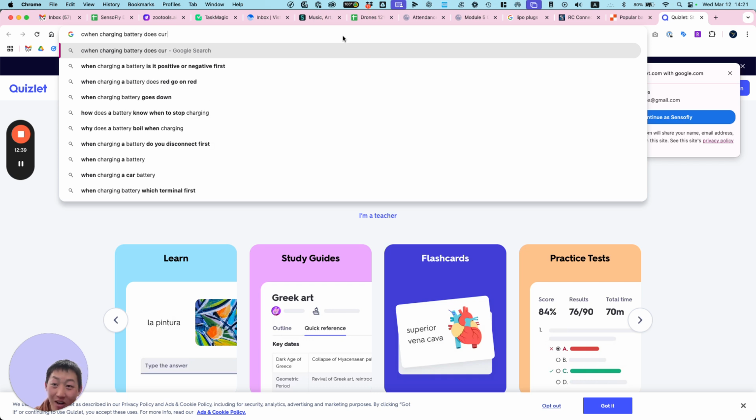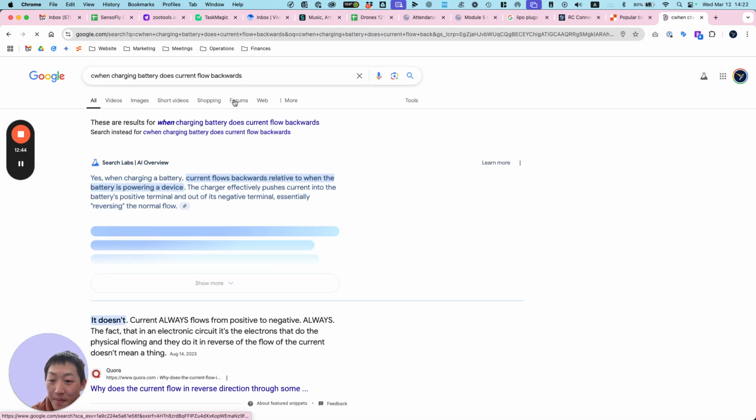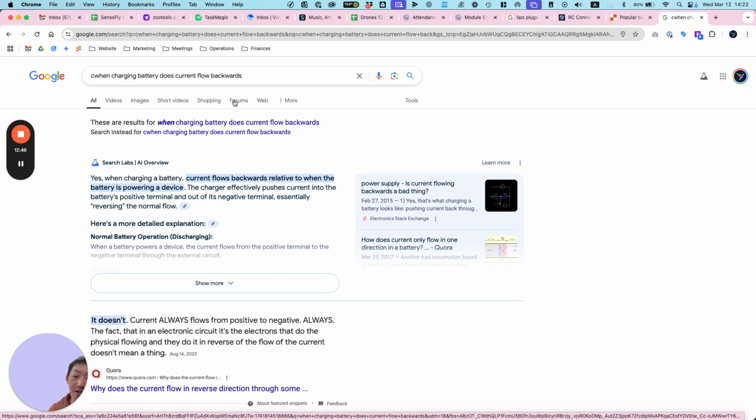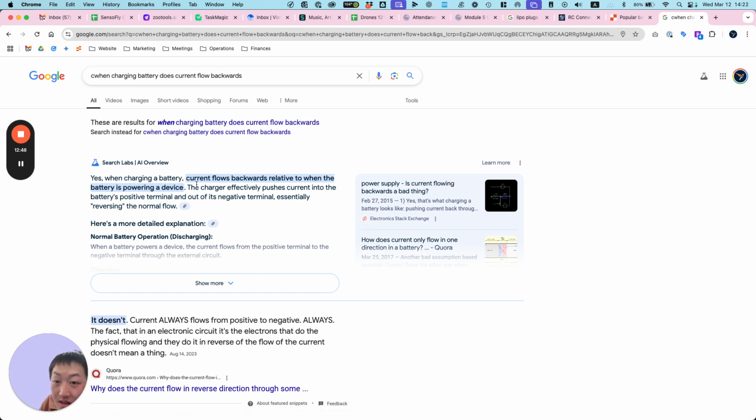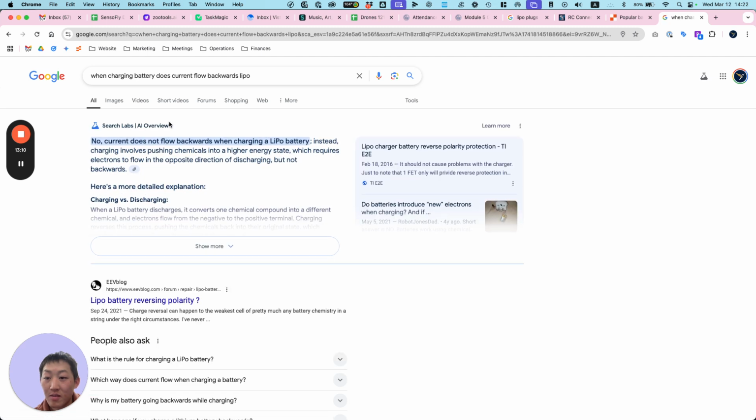Battery, does current flow backwards? Let me see here. Okay, so it looks like it flows backwards relative to when the battery is powering a device. That's what it says here. So yeah, you're reversing the flow. Which makes sense, I guess. Is that the same for the LiPos? It works the same way? I think so. Yeah, it should work the same way.